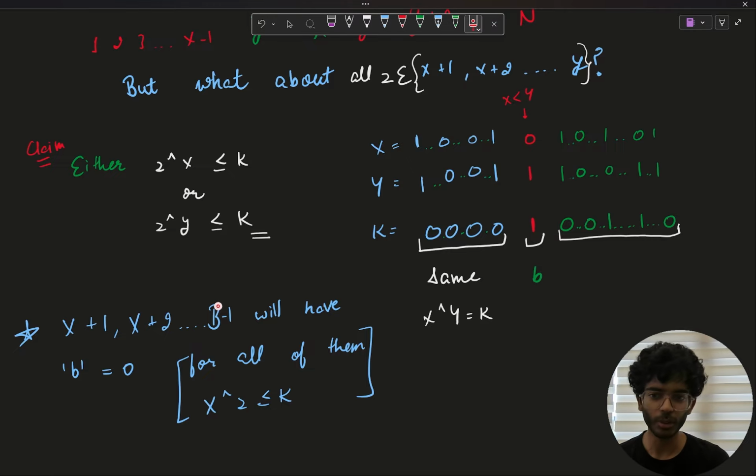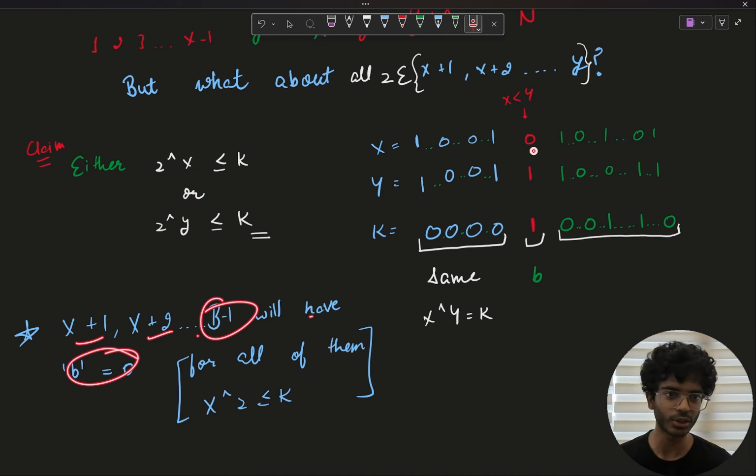So from x plus 1, x plus 2, dot, dot, dot, up to b minus 1, we'll have this bit b as 0, and this will be true up till some point. So for x, this bit is 0. For x plus 1, also this bit is 0. And up till b, this bit would be 0, right? So for all of those numbers, what would be the XOR with z? This bit is 0 in x, and also 0 in all of these numbers, so this bit will be 0 inside their XOR as well. And because this bit is 0 and in k this bit is 1, this whole XOR would be less than or equal to k, right?